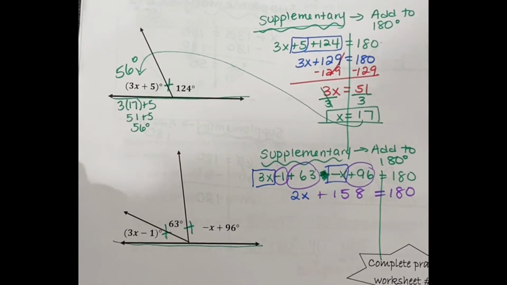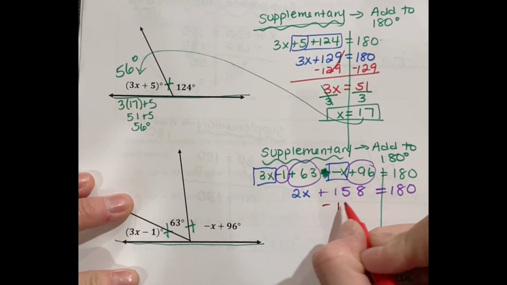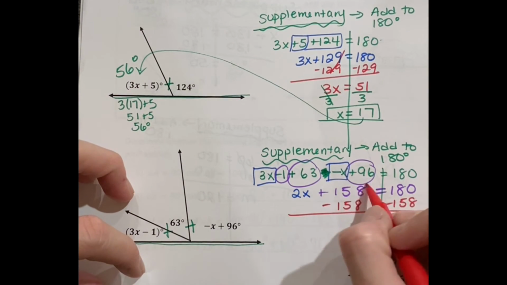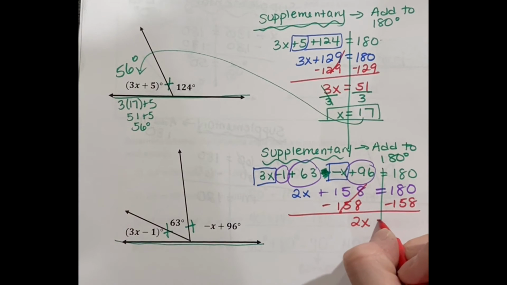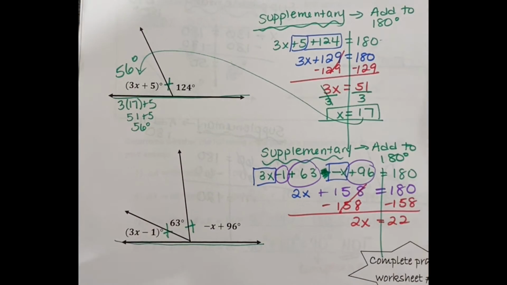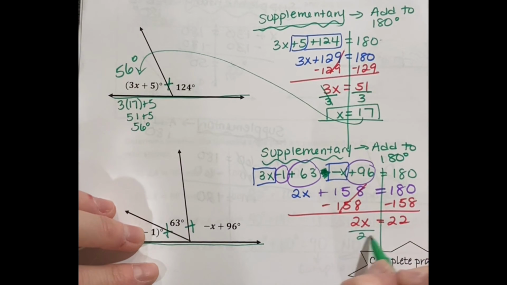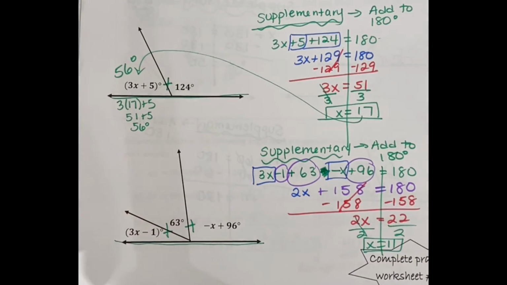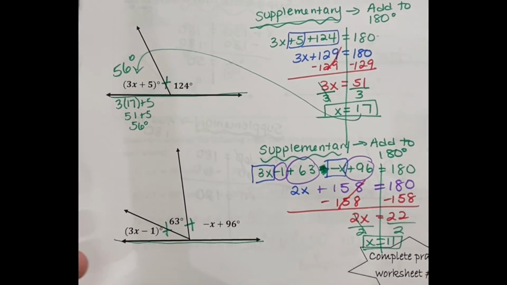So now I need to solve. So I'm going to subtract 158 on both sides. And I end up with 2x equals 22. Then I'm going to divide by 2 on each side. And I get x equals 11. So now x equals 11, but I need to figure out what each angle is.